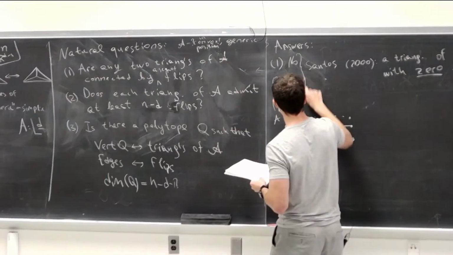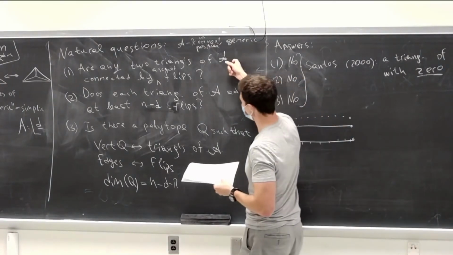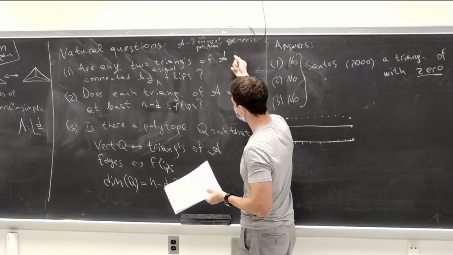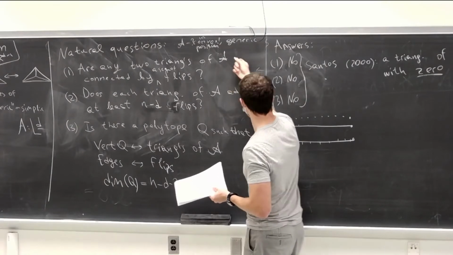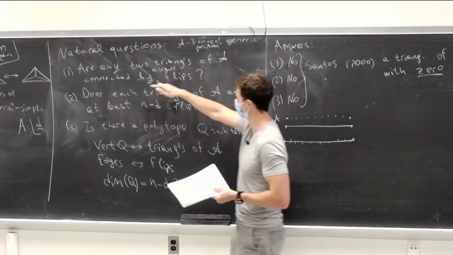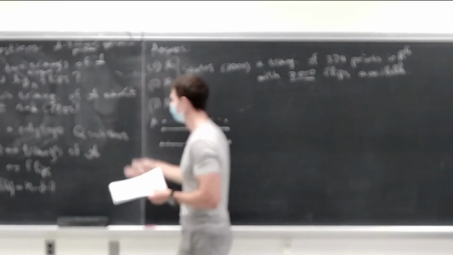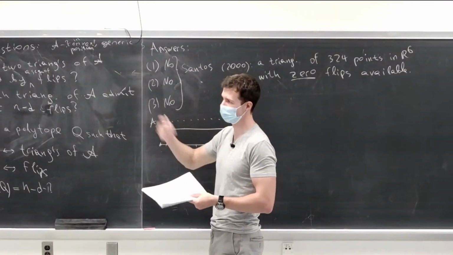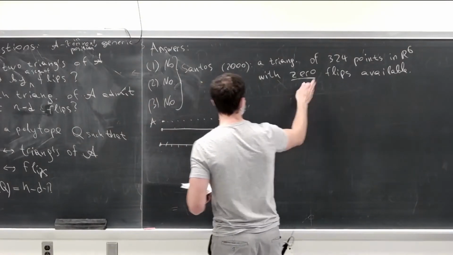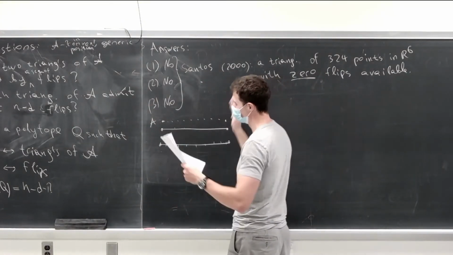Yes, because for the first one, if you have an isolated point, then this graph is not connected. Second one, clearly the answer is no. And the third one, you can't have a polytope with an isolated vertex. So anyways, this gives you a counterexample.